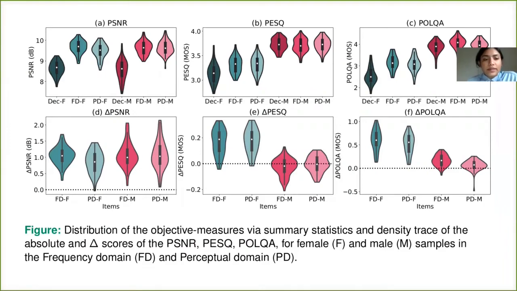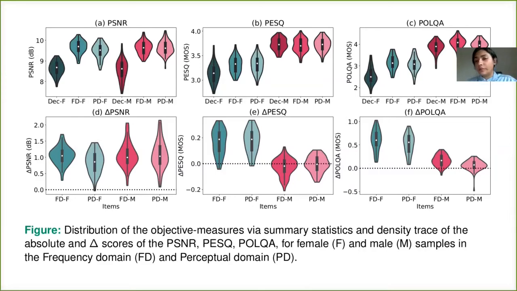So looking at the PSNR, we can see that on an average there is an improvement of 1 dB with respect to the decoded signal for both male and female samples. However, the variability in the PSNR is much higher compared to the female samples. In terms of the PESQ score, we see that while for females, on an average, we observe an improvement of 0.2 MOS for both frequency domain and perceptual domain modeling. We do not see any improvement as such for the male samples.